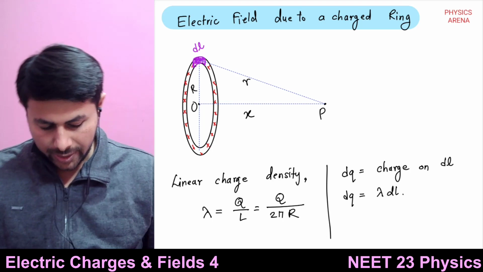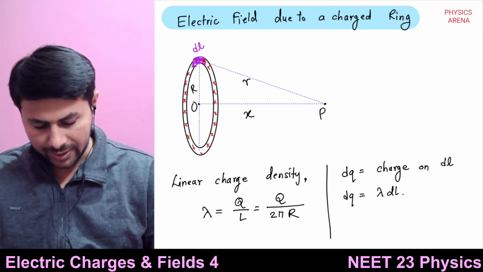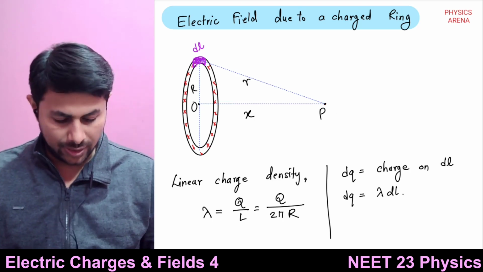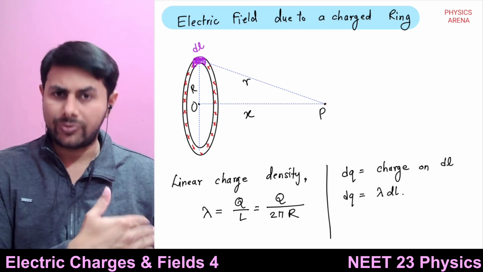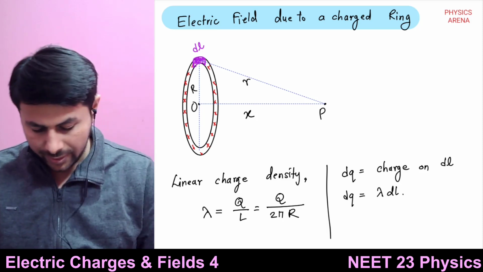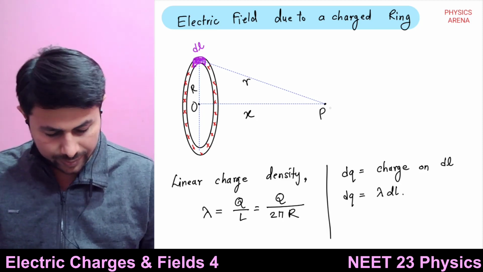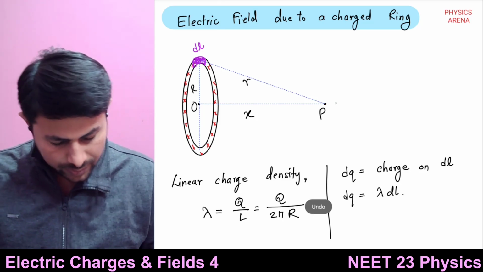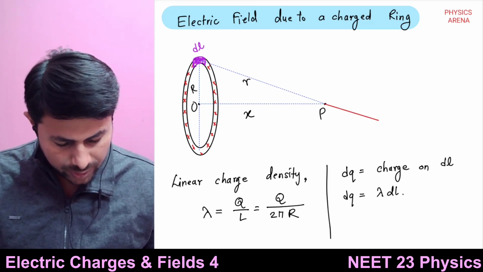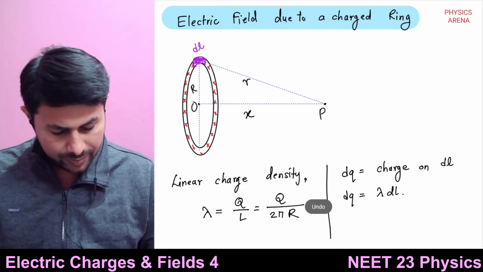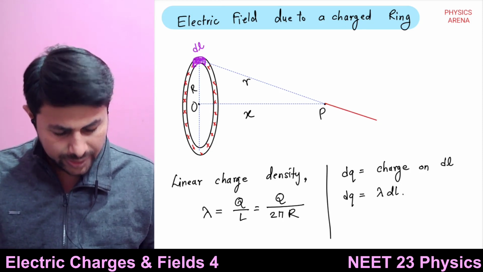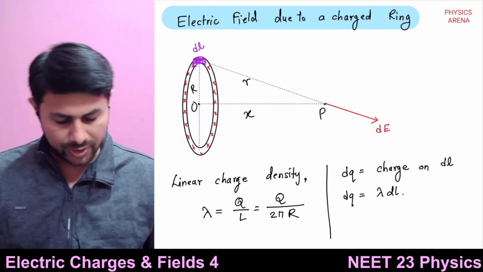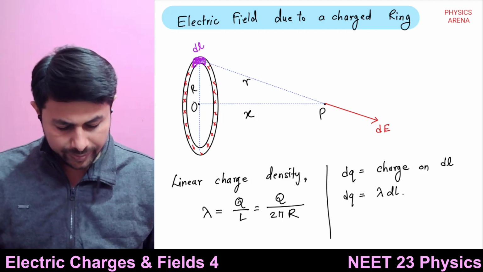So the electric field due to this length element dl would be directed along this direction, radially outwards, you can say, towards the point P. Let's call that electric field dE. So dE is the electric field due to dl.